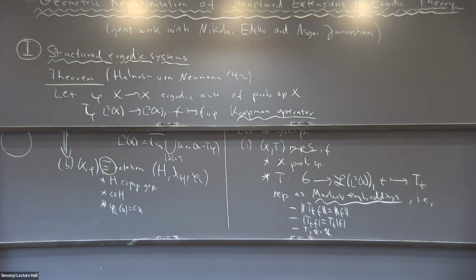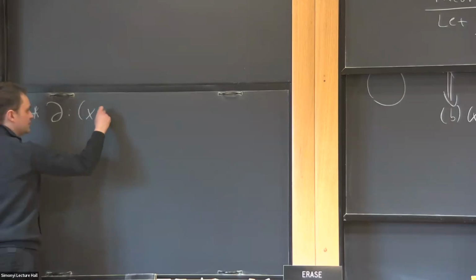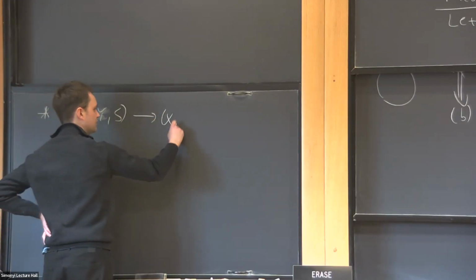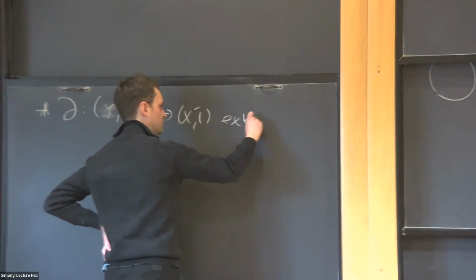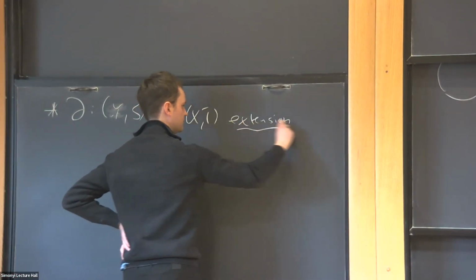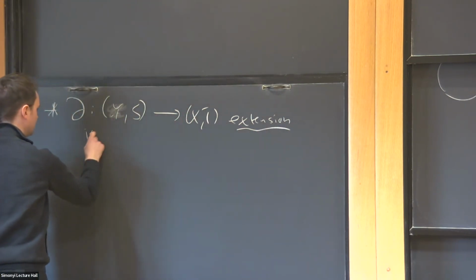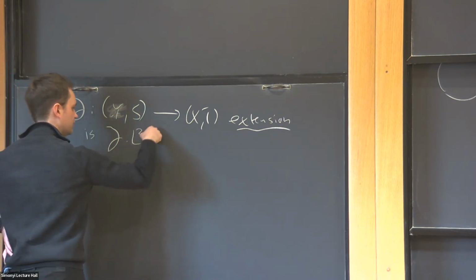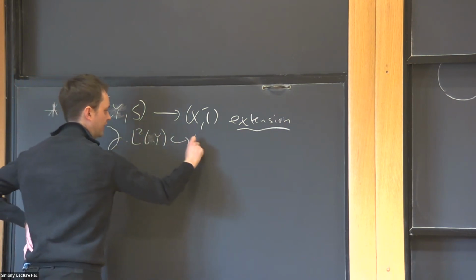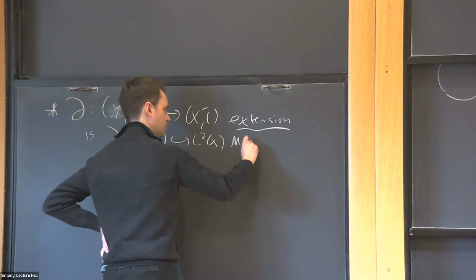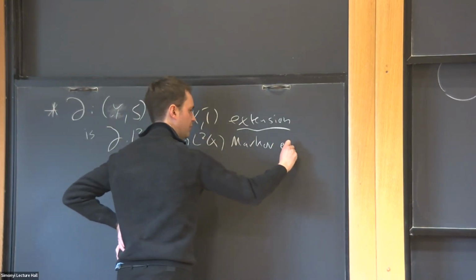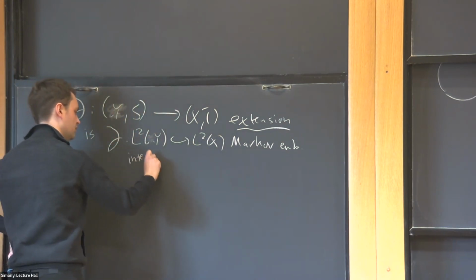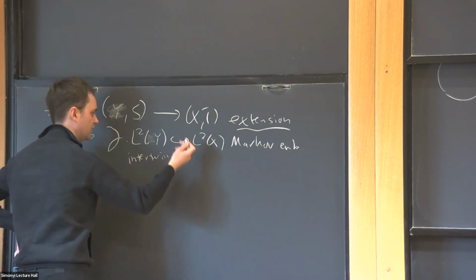Okay, so now I also want to say what an extension or a morphism between such systems is. This is just the same. If we have two systems, let's call them (Y, S) and (X, T), then an extension between those is also just a Markov embedding J from L2 of Y into L2 of X, a Markov embedding intertwining S and T, intertwining the dynamics S and T.